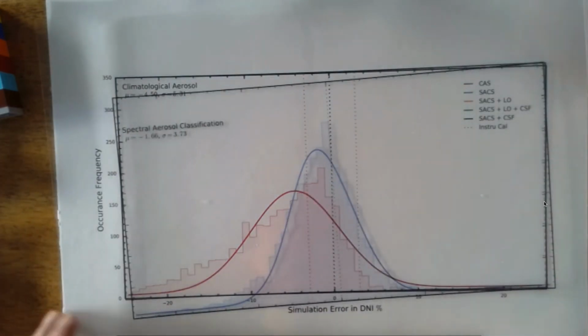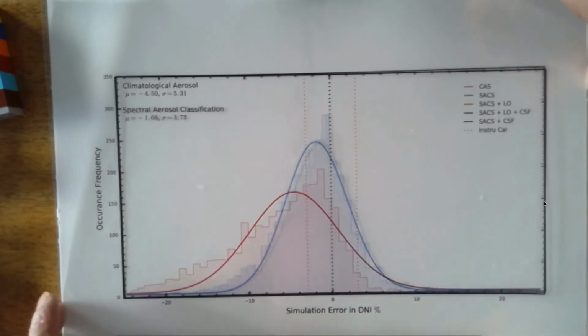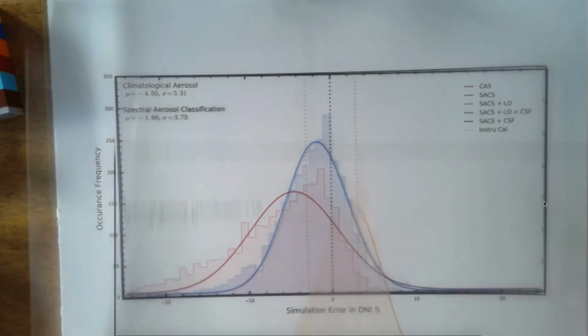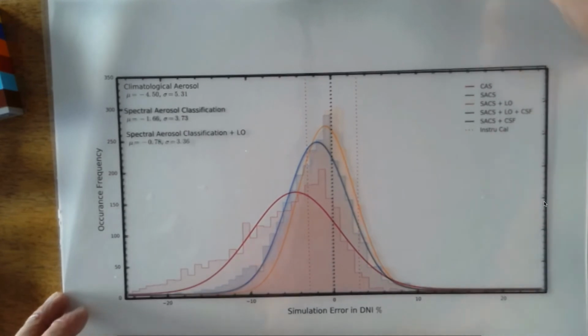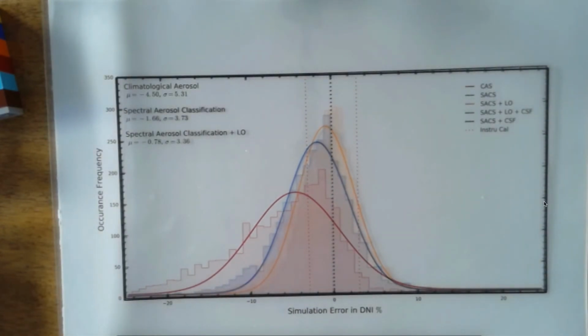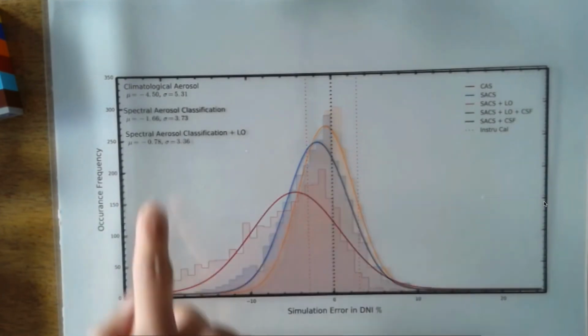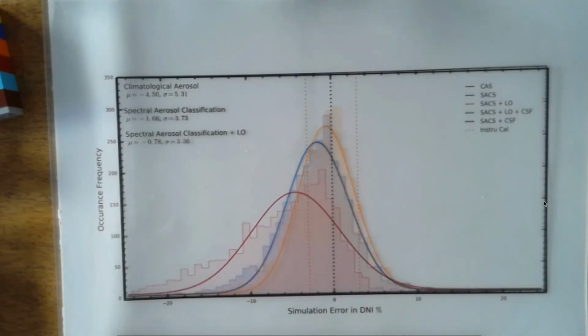And this one is when we have done the spectral aerosol classification. Now instead of prescribing the aerosol type, we're trying to classify it. And it does substantially improve both the mean and the bias of the distribution. If we also do the optimization for the loading, so perturbing the amount of aerosol in the atmosphere, now I don't know if you can see it properly. Yeah. So right now we're talking about under 1% of deviation.